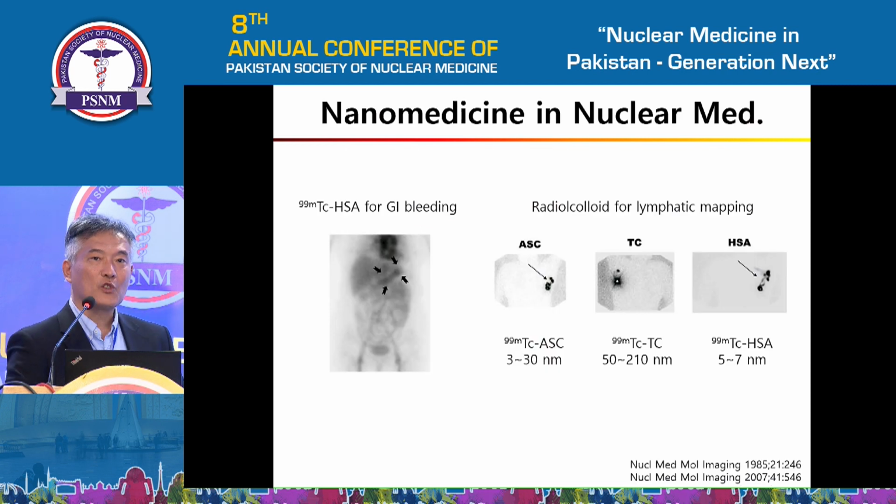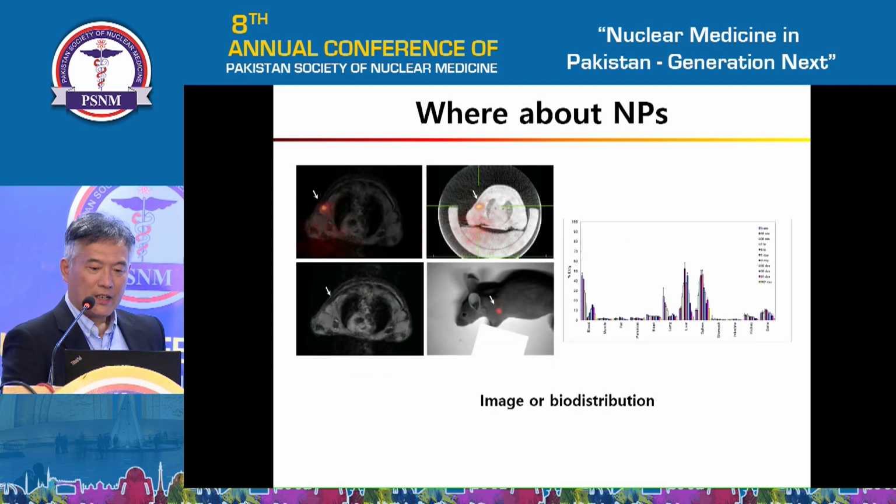I think in nuclear medicine we already use the nano system for imaging, such as technetium HSA. They can visualize the GI bleeding, or nanocolloidal structure. They can help to find the lymph node or lymphatic systems. And radio-labeled nanomaterials can help track the whereabouts of the nanoparticles, such as we can get the imaging or tissue-based biodistribution study.